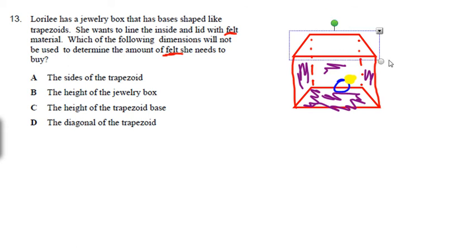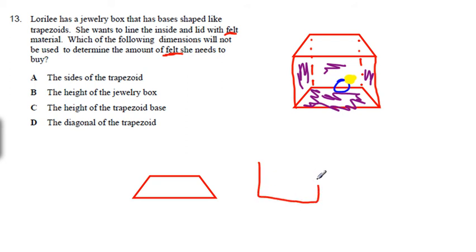So we need to find the area of a trapezoid. And we're also going to have all of these different rectangles that make up the sides and the front and the back. So let's figure out what we would need, or more importantly, which we will not need to find all these areas. Would we need to know the sides of the trapezoid? Well, can you find the area of this without knowing the sides? Of course not. So we need to know that.